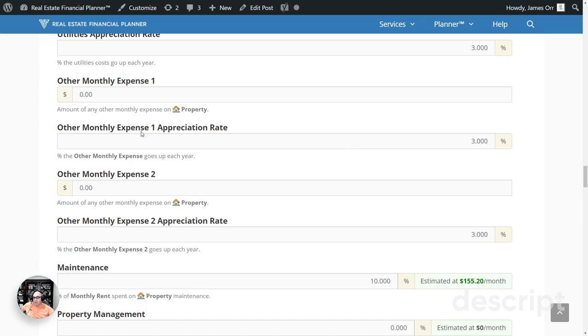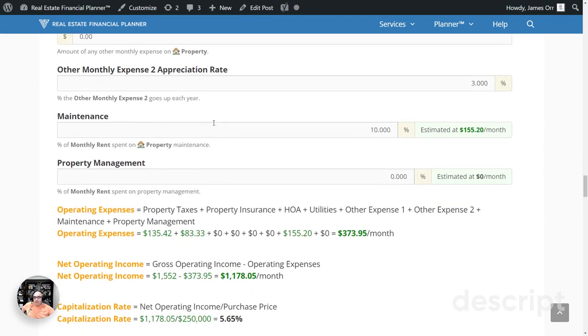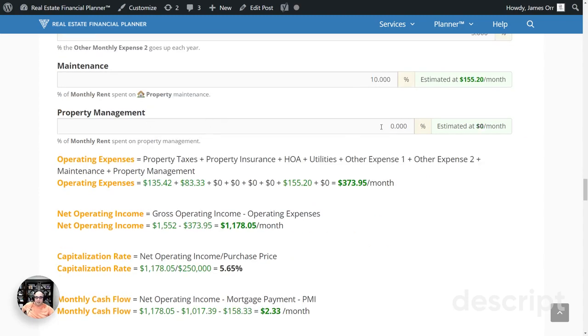And we've got room for 2. If you have more than 2, just combine them into 1 and put them in there. In this case, we have no separate additional monthly expenses for either one or two on this particular case for Andrea. Maintenance on the property, we set aside 10% of the gross rents collected for maintenance on the property. So it's about $155.20 per month on that. And then she is managing the property herself. So we're paying $0 for property management.